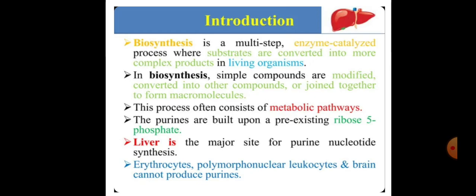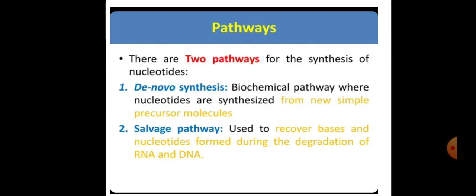Let us discuss the different methods involved in nucleic acid synthesis. There are mainly two pathways for the synthesis of nucleotides. The first one is the de novo synthesis. Here is a biochemical pathway where nucleotides are synthesized from simple precursor molecules. The de novo synthesis, the major mechanism, requires some precursors to produce the nucleic acid. Another major pathway is the salvage pathway. It is used to recover bases and nucleotides formed during degradation of RNA and DNA.